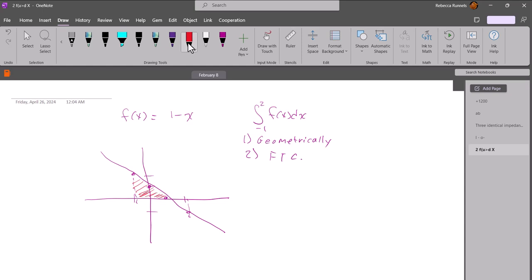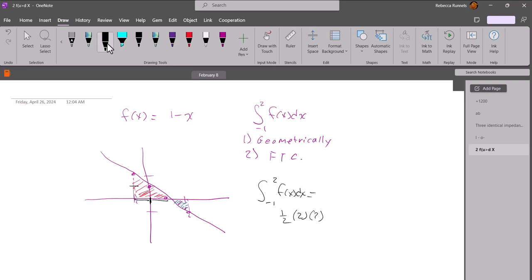So that area will be positive. This area will be negative. And area of the triangle is 1/2 base times height. And so the red triangle will be 1/2, and the base is 2 units. And the height is also 2 units.